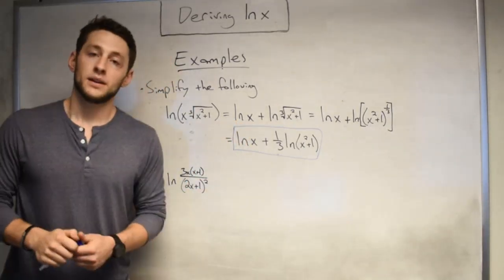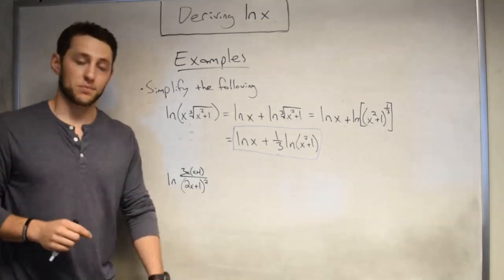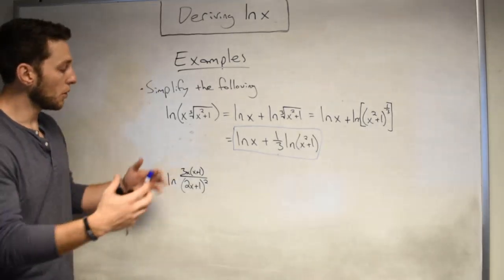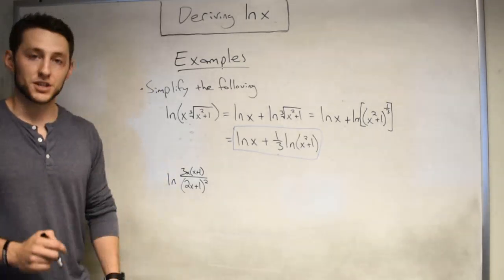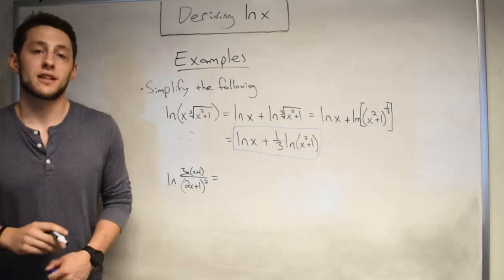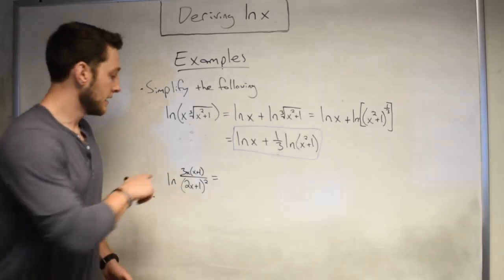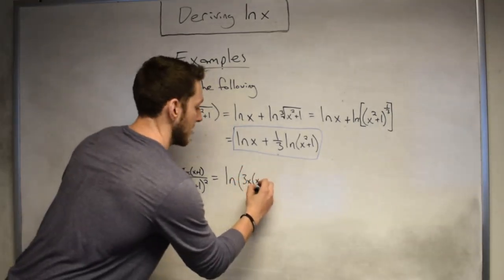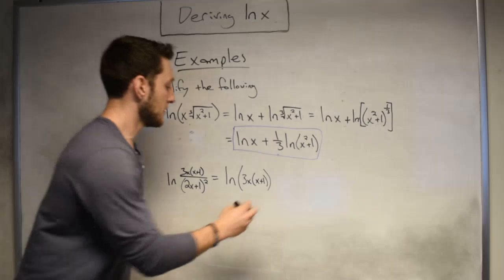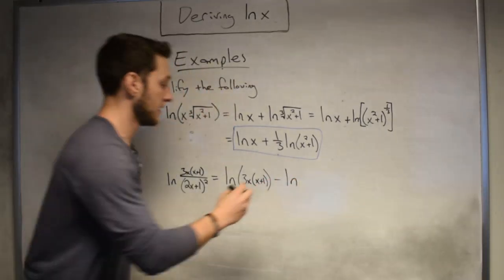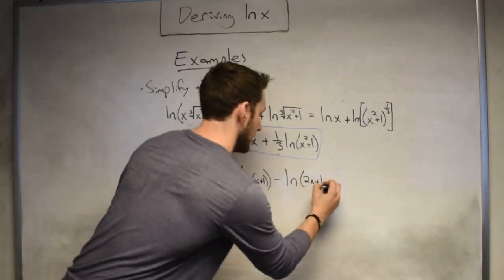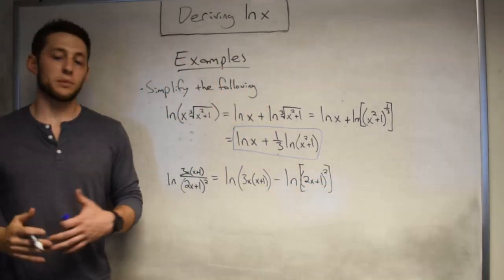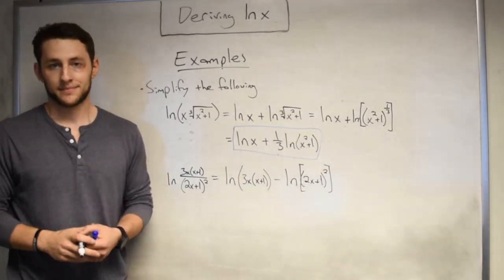Let's try another problem. The natural log of 3x times x plus 1 divided by 2x plus 1 squared. Go with the big picture rule first. We have a division going on. Division on the inside is subtraction on the outside. This simplifies into the natural log of 3x times x plus 1 minus the natural log of 2x plus 1 squared. And I like to draw these extra brackets to really inform me that, hey, that power is affecting the inside.